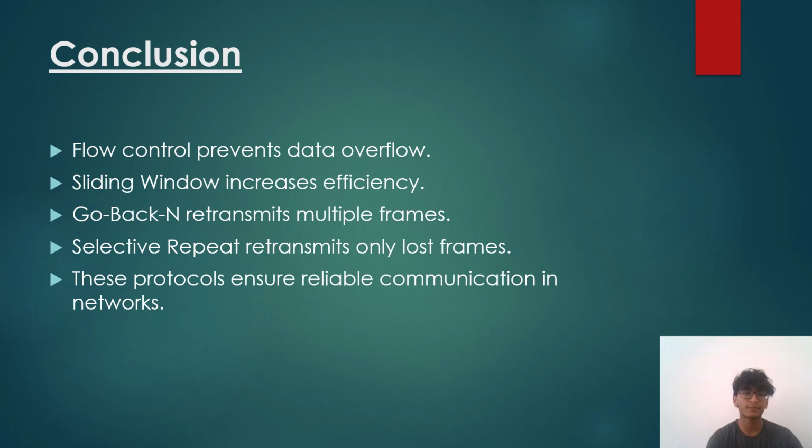So basically, flow control prevents data overflow, and sliding window increases efficiency. Go-Back-N retransmits multiple frames, while Selective Repeat retransmits only lost frames. These protocols, in general, ensure reliable communication. To summarize, these mechanisms play a vital role in ensuring reliable and efficient communication in computer networks.